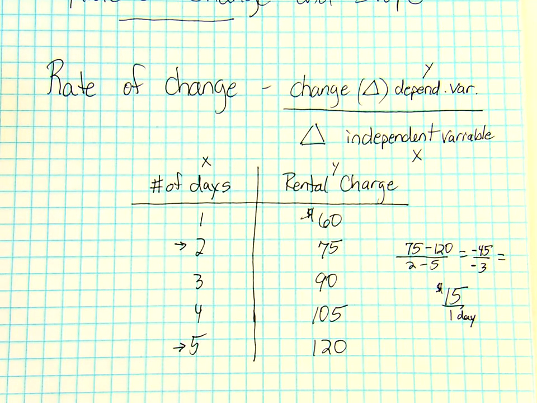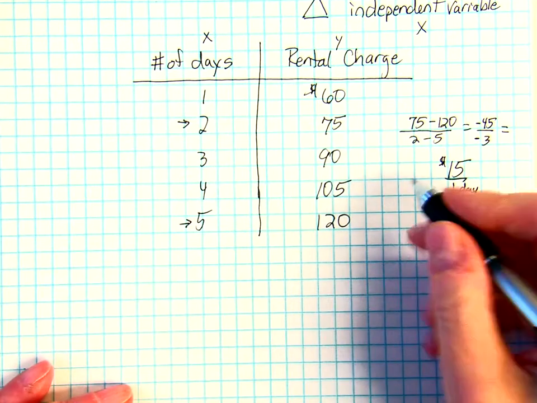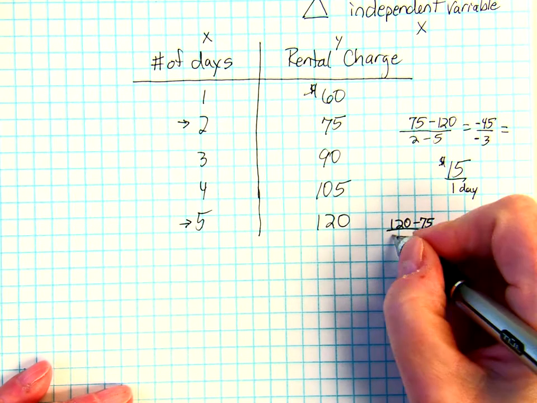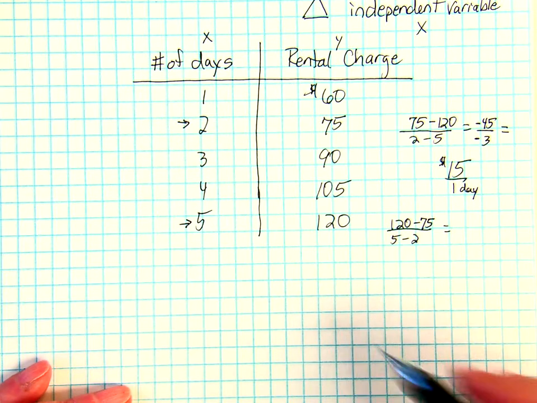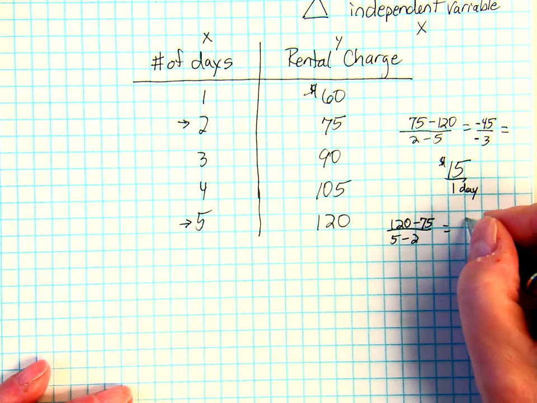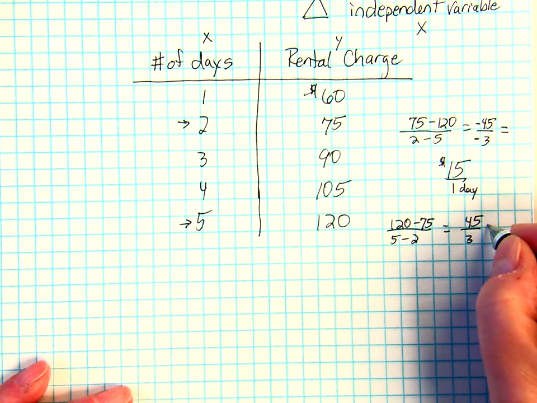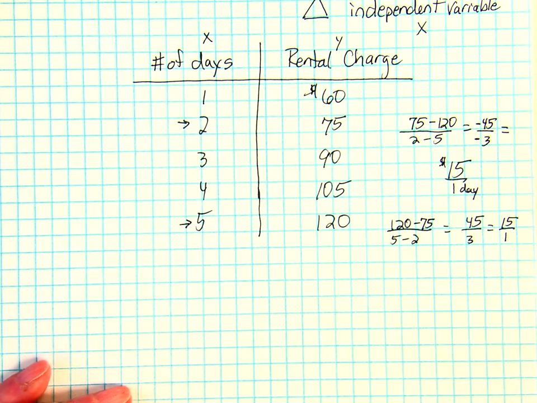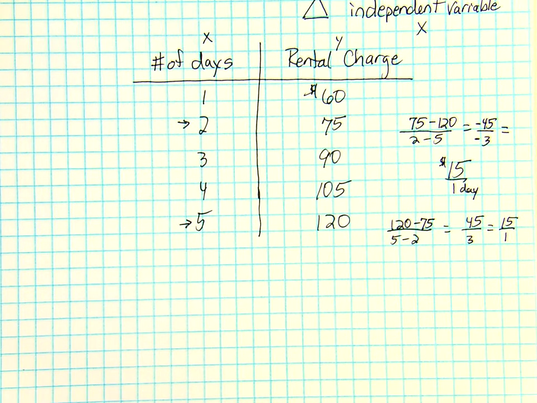Now, if I were to have done that the other way, and we had taken the 120 minus 75 over 5 minus 2, 120 minus 75 is still going to be our 45, but it's positive, and 5 minus 2 is positive 3, which is again equal to 15 over 1. Here we had a negative divided by a negative equaling a positive, and here we have a positive divided by a positive. So it doesn't matter which way you go.